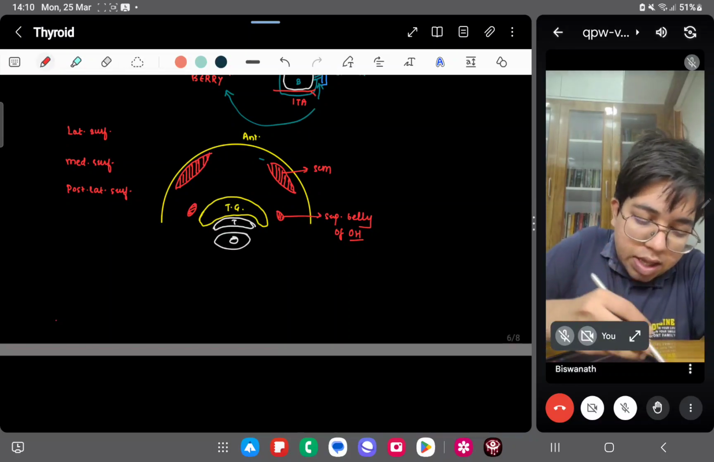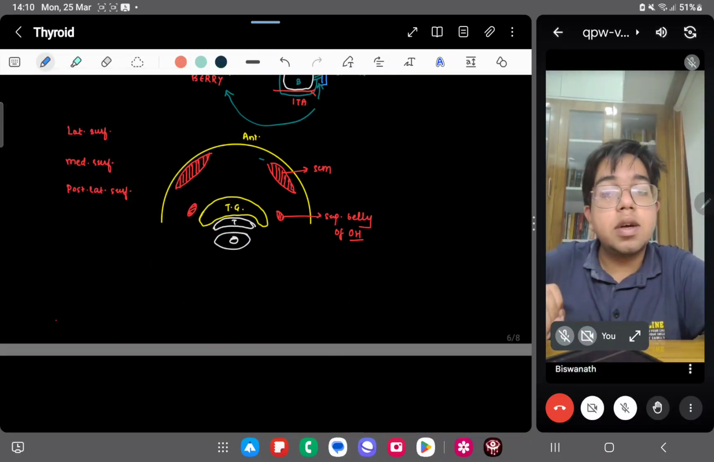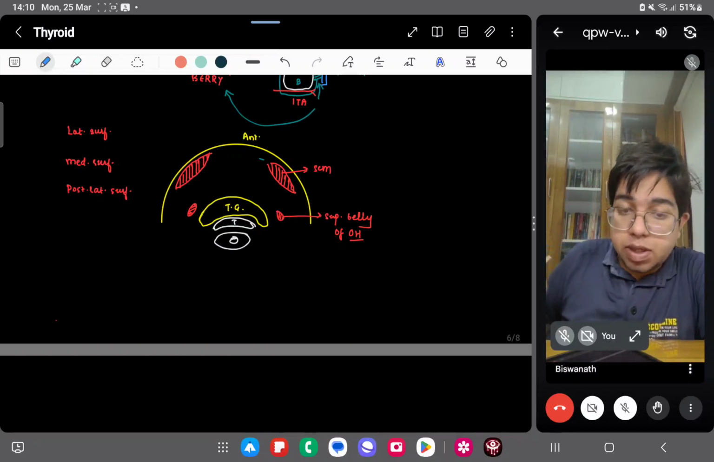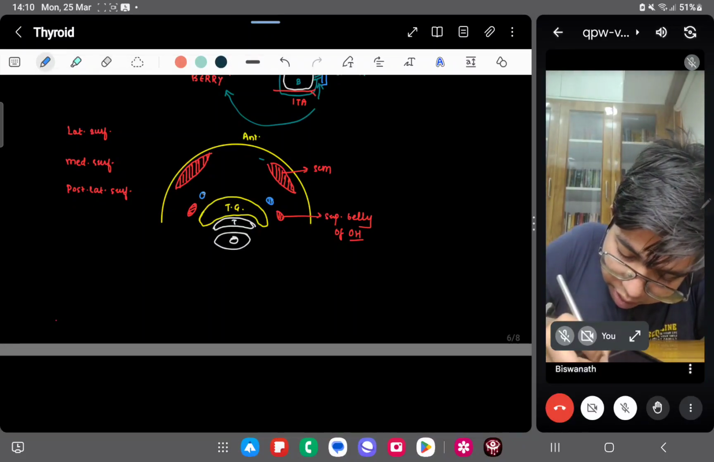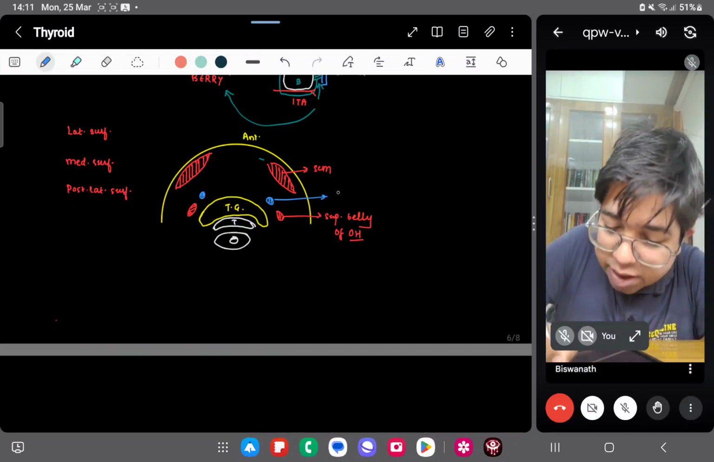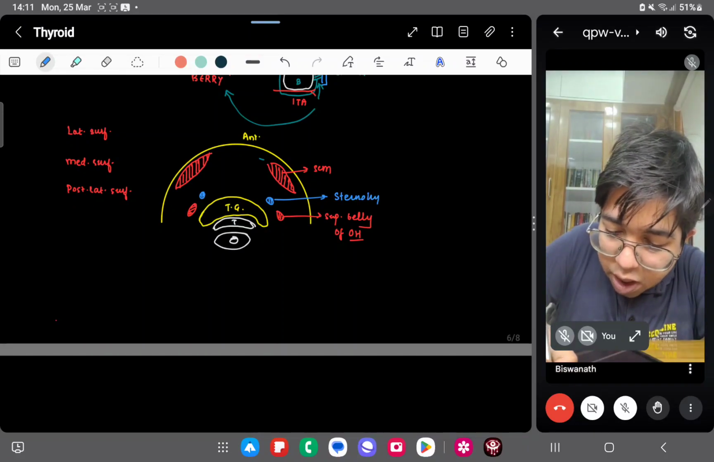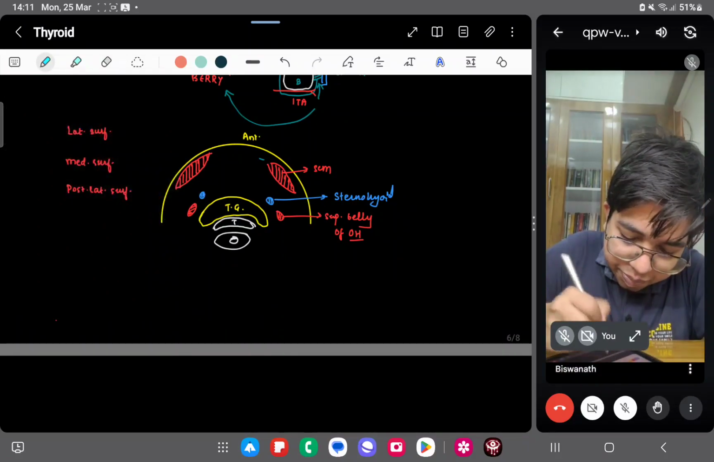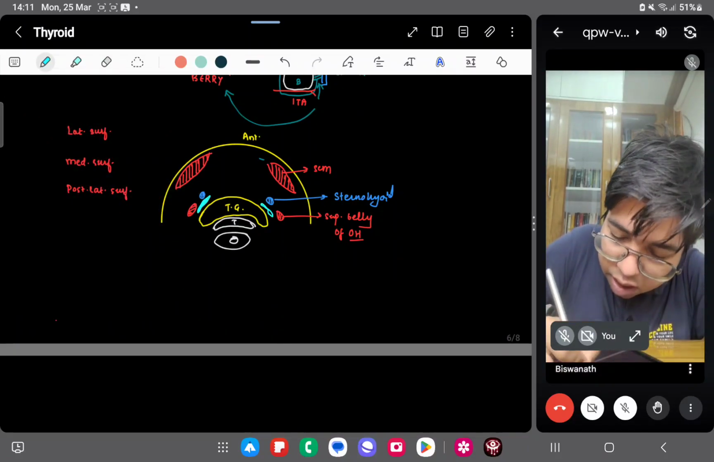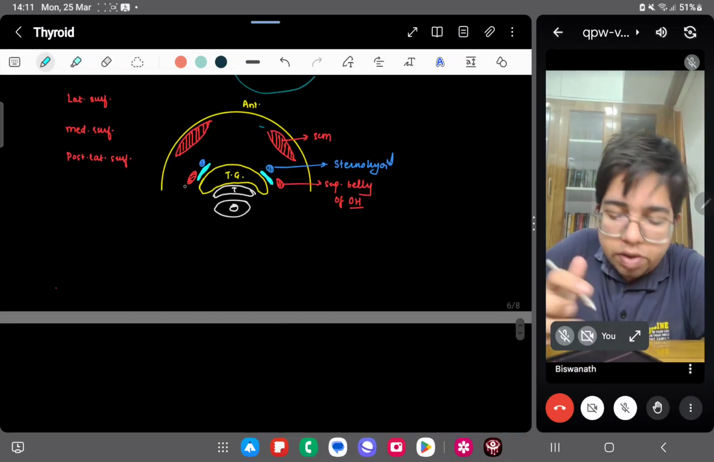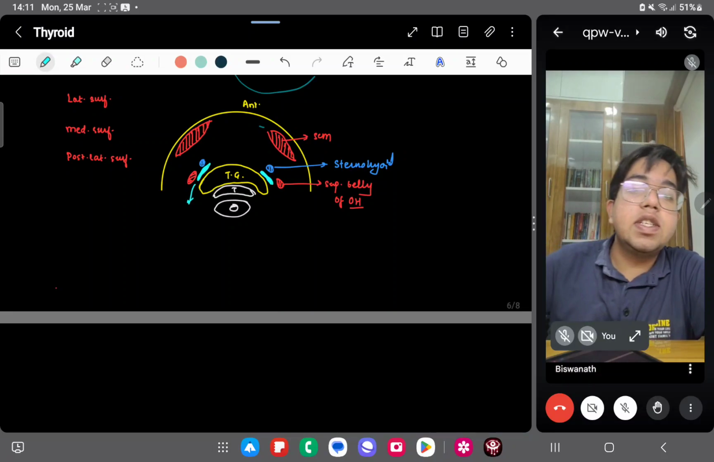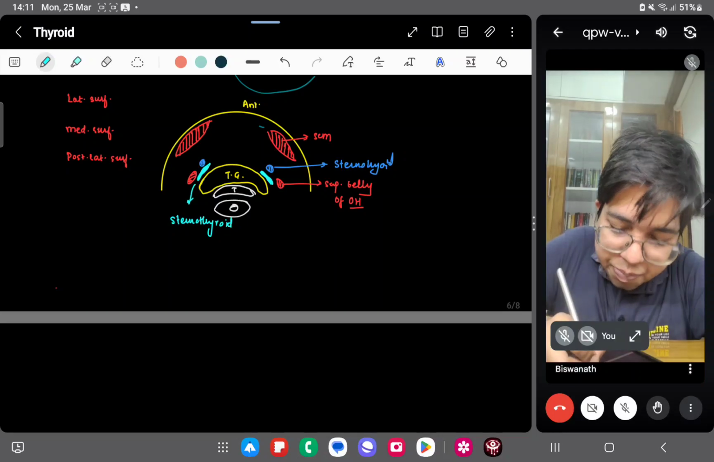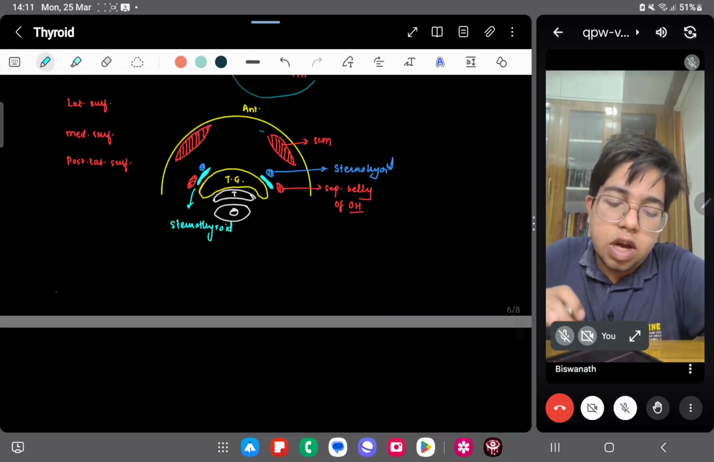Then we'll have the sternohyoid muscle, a bit in front of the superior belly. Here another muscle is there; I'm changing the colors, otherwise it will cause confusion. This one is the sternothyroid muscle. Done. Now we are ready to write the relations.